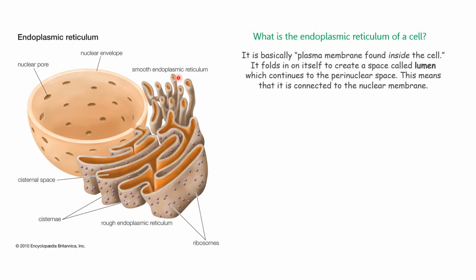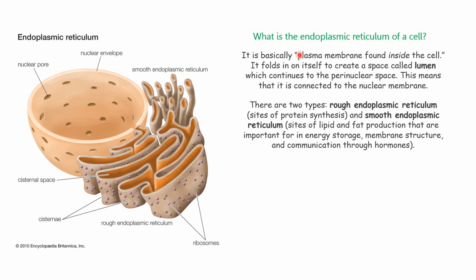Okay, so an endoplasmic reticulum is basically a plasma membrane found inside the cell. It folds on itself to create a space called lumen. So these brown things right here are the endoplasmic reticulum, and they're actually membranes. Mga coverings talaga sila, kaso they are coverings that are folded within themselves. So ganyan ang itsura niya. Now, since that folding resulted in the creation of a space called lumen, which continues to the perinuclear space, it's connected to the perinuclear space. This means that it is connected as well to the nuclear membrane.